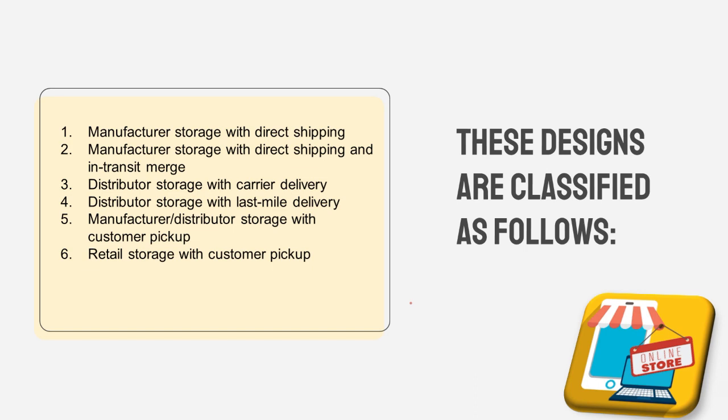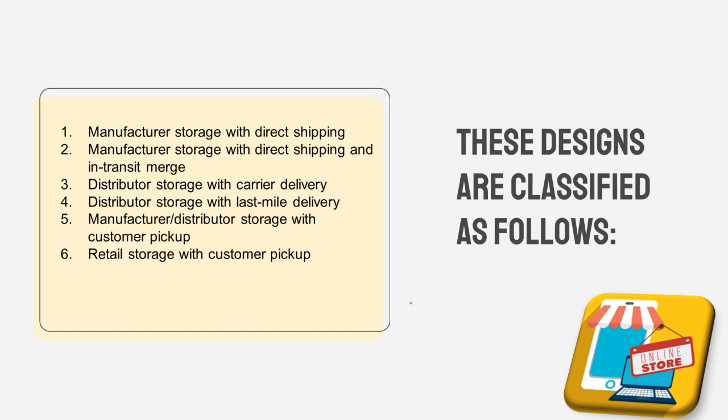So, next one is the retail storage with customer pickup. So, in this option, often viewed as the most traditional type of supply chain. So, inventory is stored locally at retail stores. So, customers walk into the retail stores or place an order online or by phone or pick it up at the retail store. So, dito naman, ito yung pinaka-traditional type.